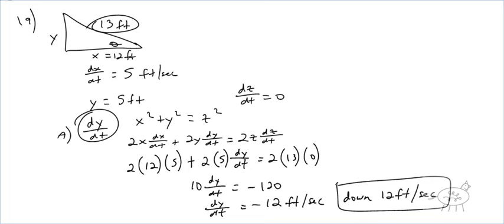Okay, so let's look at B now. B says, at what rate is the area of the triangle formed by the ladder, wall, and ground changing at that moment? That's kind of a good, interesting question. At what rate is the area of the triangle formed by the ladder, wall, and ground changing at that moment?